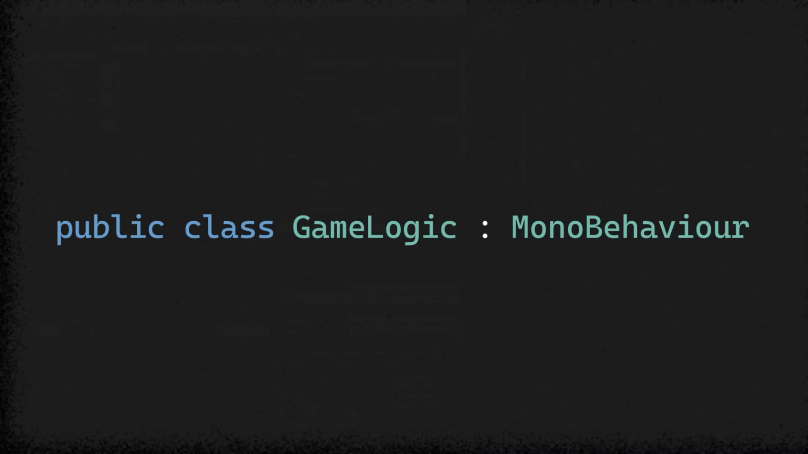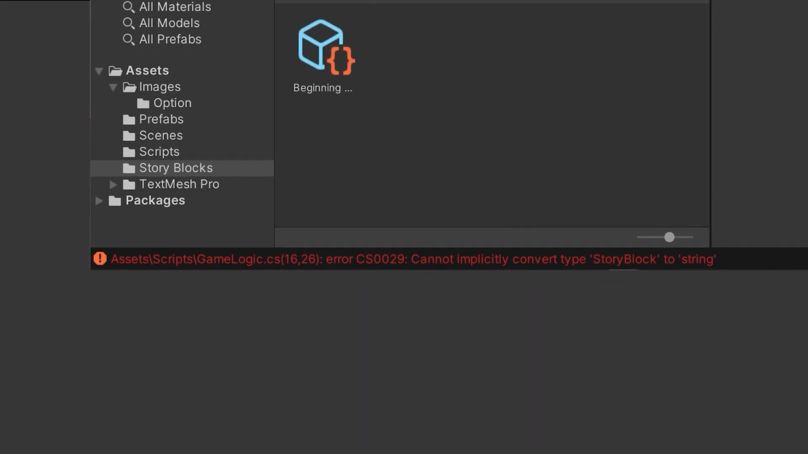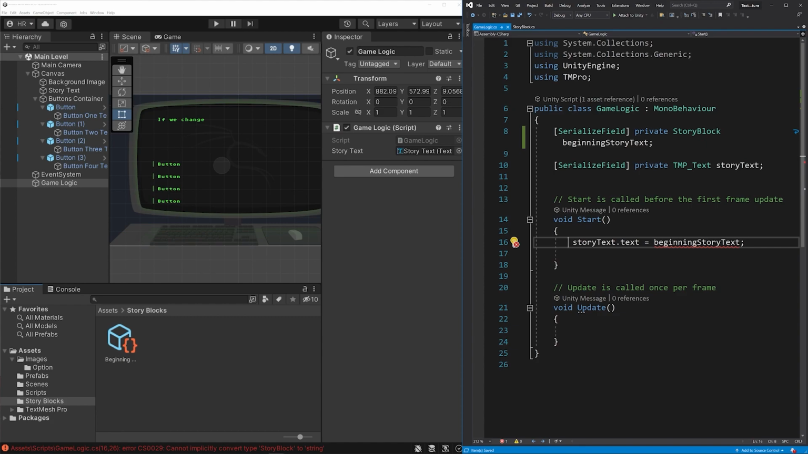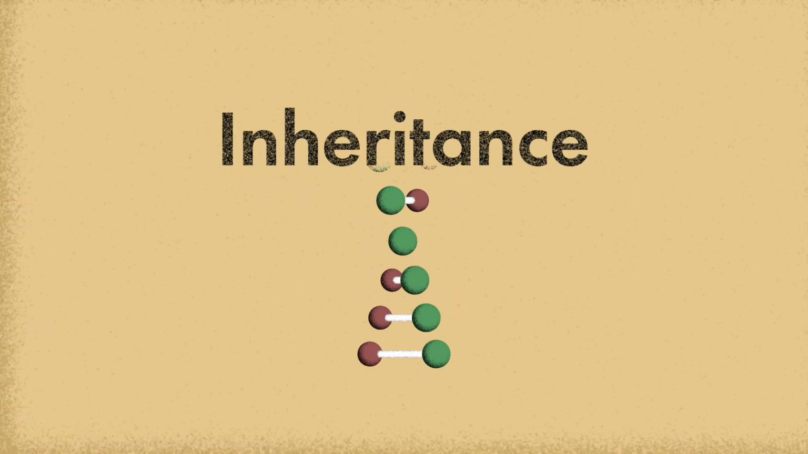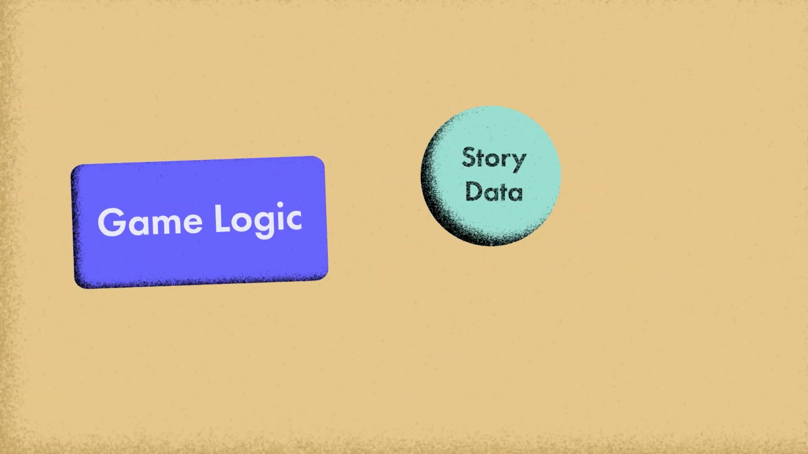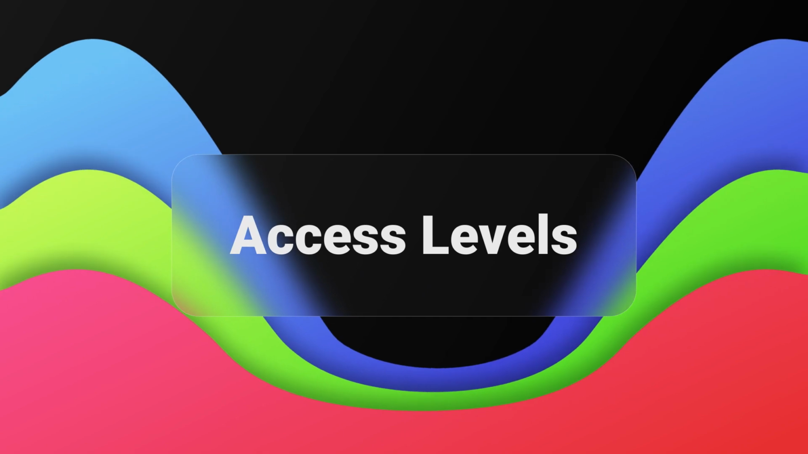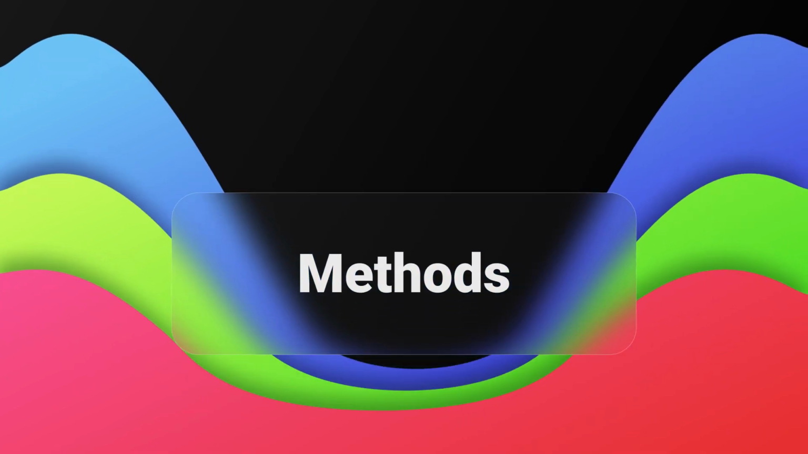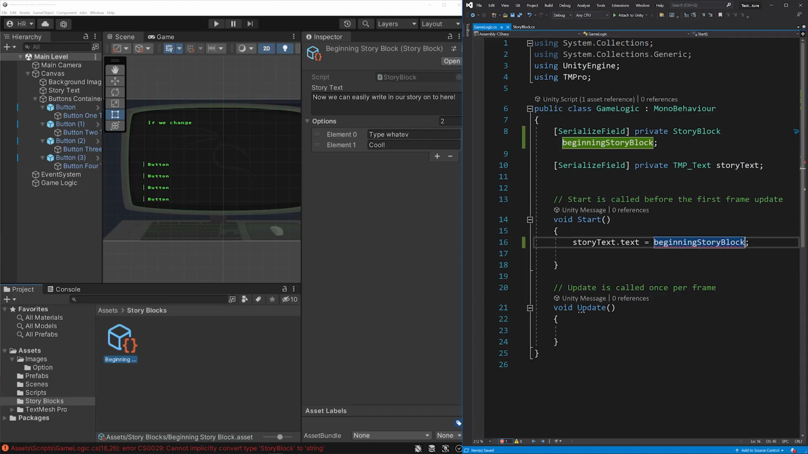Welcome back. Last video we talked about classes, how to read errors and comments. We also briefly discussed inheritance and scriptable objects. In this video, we'll finally discuss access levels and cover new topics like methods. We left off last video with an error in our start method.